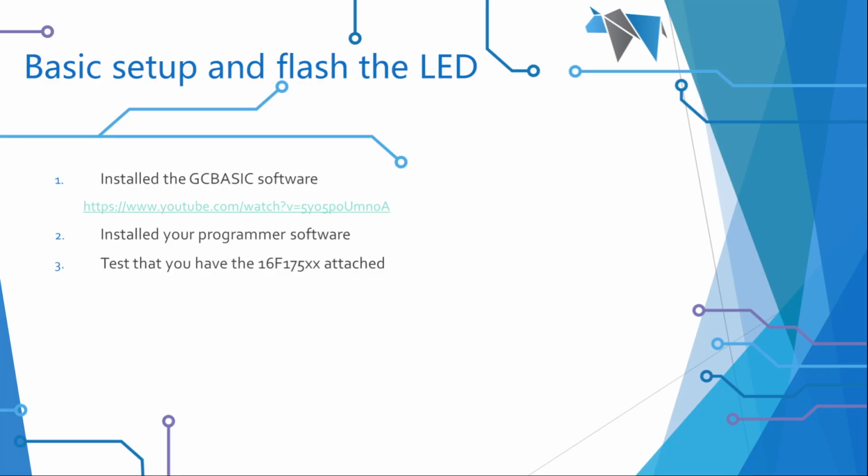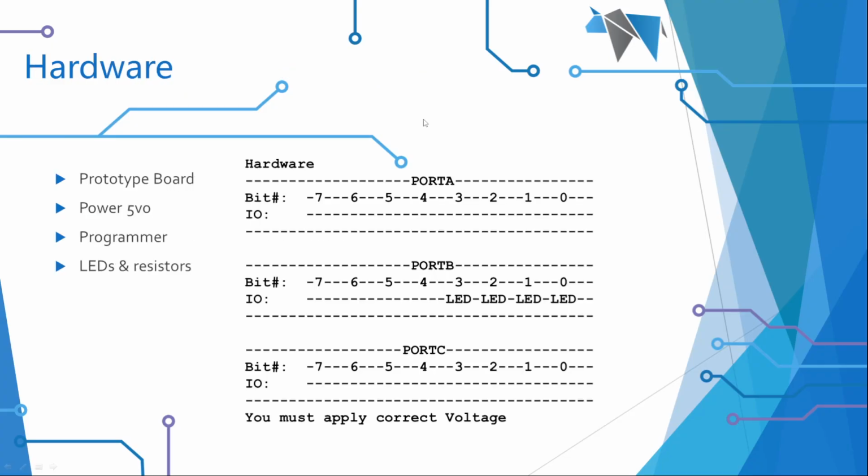So I've installed my GCStudio, GCBASIC. Now I'm happy with that. So the hardware I'm going to be using, I'm going to use the same hardware. It's a prototype board. I power it from 5 volts. I have a programmer, LEDs and resistors. And that list will get longer and longer over these 20 videos.